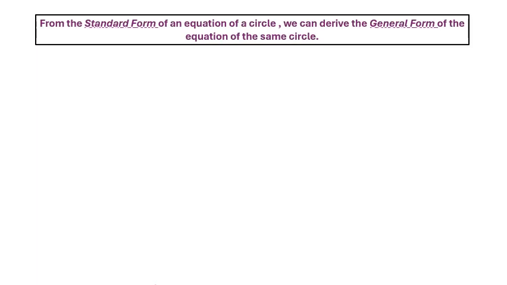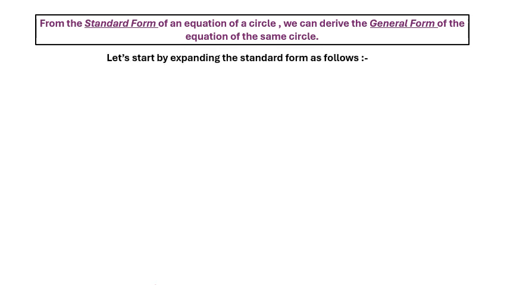Remember what I mentioned earlier, that there are actually 2 different representations of the equation of a circle. You can represent it in the standard form, but we can also represent it in the general form. So how do we get the general form? Right, basically the general form is derived from the standard form. So we start off by having the standard form, and then we do some manipulation to the standard form to get the general form. So how do we go about doing it?